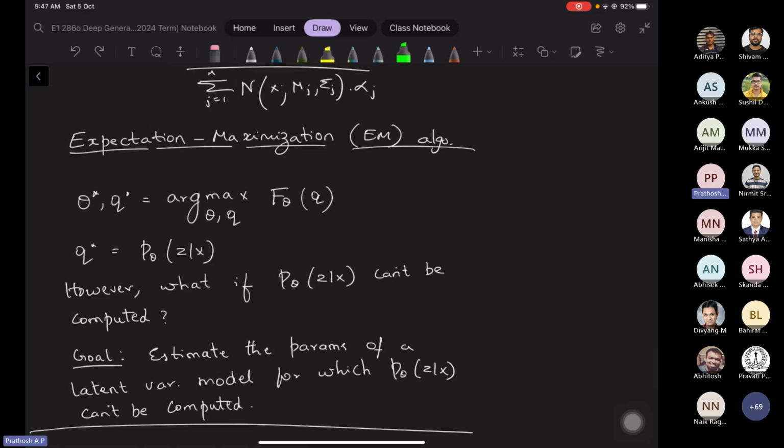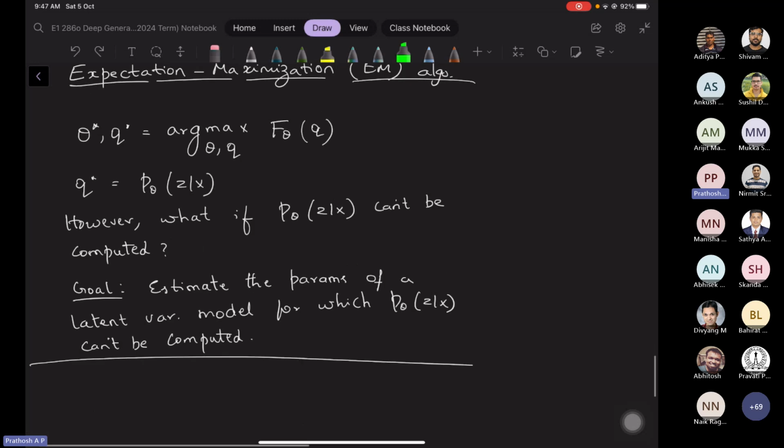Does it make sense? So I have said this also, right? So the question is, what if p theta of z given x cannot be computed? In a Gaussian mixture model or a simple other mixture model, p theta of z given x can be computed. If you cannot compute it, you don't know what your optimal q star is. When you do not know what the optimal q star is, how do you estimate the parameters of a latent variable model? That is the primary question that would be taken up in a VAE.